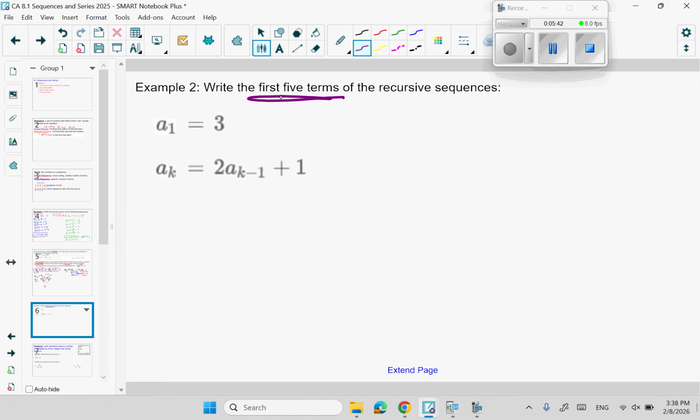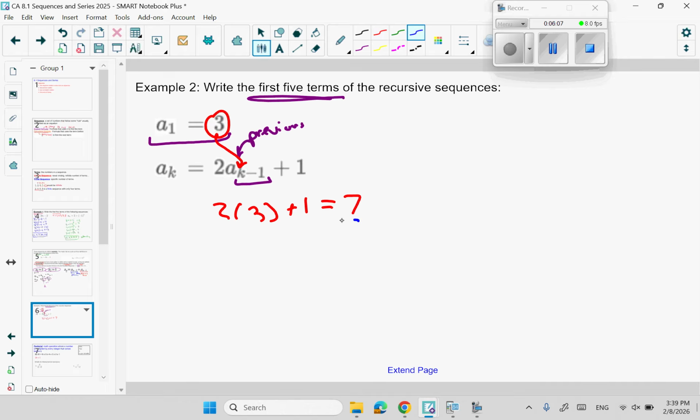First 5 terms of the recursive sequence. So a sub 1 is 3. I get this k minus 1, so again, that's asking for the previous term. So if I'm trying to find the second term, I'm going to plug 3 directly in for that spot. So I'm going to get 2 times 3 plus 1. 2 times 3 is 6, plus 1 is 7.